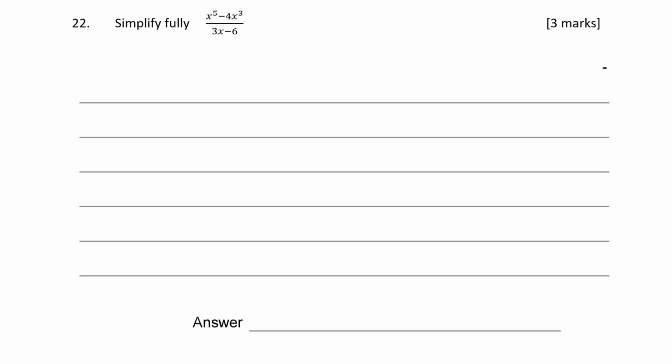Question 25. Simplify fully x to the power of 5 minus 4x cubed all over 3x minus 6. So we've got an algebraic fraction that we want to try and simplify down a little bit. Now it looks fairly horrendous to start with. Perhaps you don't really know much about power 5 and power 3 expressions, but these two terms actually have quite a lot in common. They have x cubed in common, haven't they? X to the power 5 is x cubed times x squared. So I can take out x cubed as a common factor. So I'm going to remove x cubed from these two terms and see what's left over.